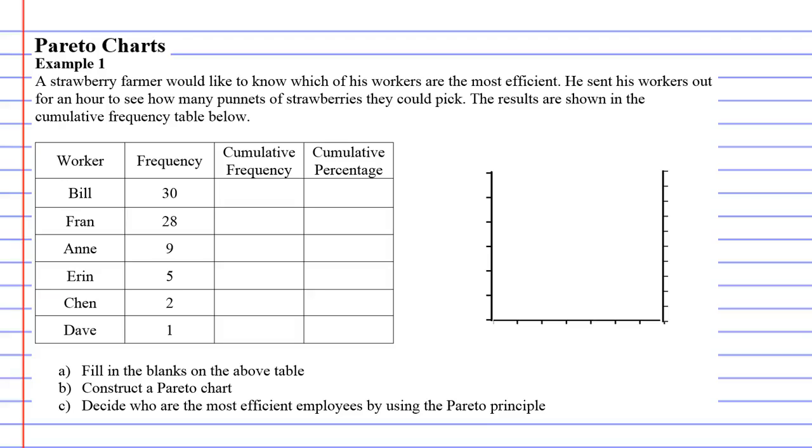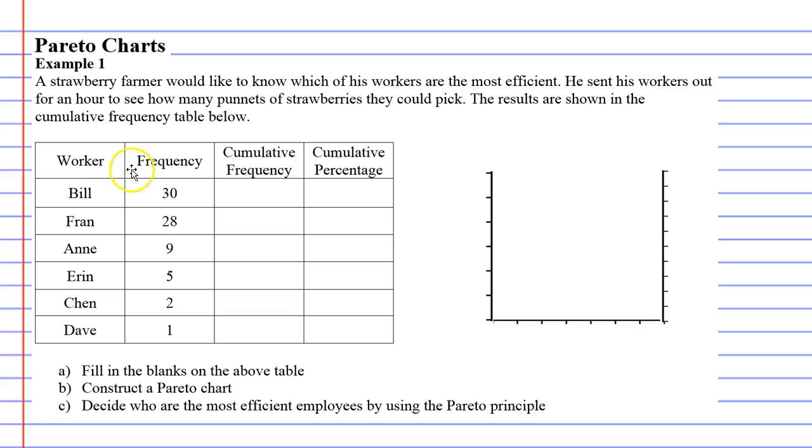Right, we're on to example 1, and we're going to construct a Pareto chart. If you read it, it says that a strawberry farmer would like to know which of his workers are the most efficient, the better workers. He sent his workers out for an hour to see how many punnets of strawberries they could pick. The results are in the cumulative frequency table below.